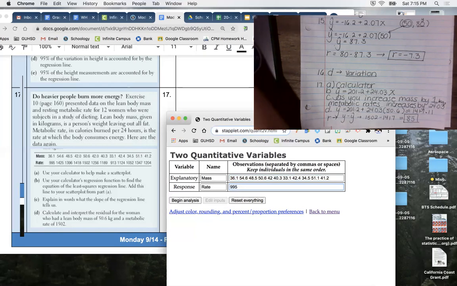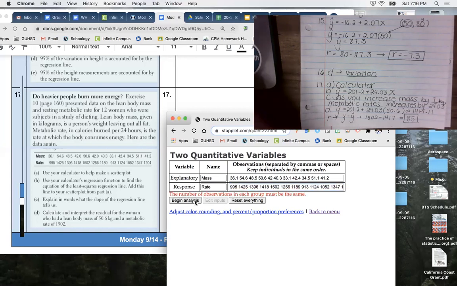In my next set, I have 995. So these are metabolic rates: 1425, 1396, 1418, 1502, 1256, 1189, 913, 1124, 1052, 1347. So you'll be going through this exact same process in yours.